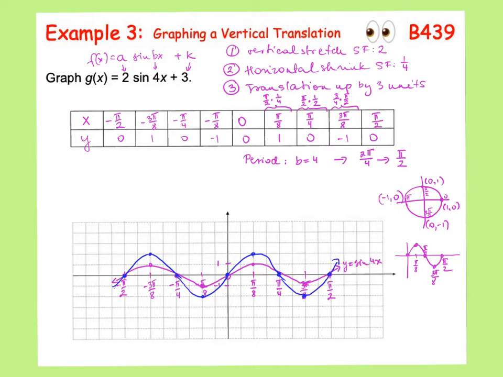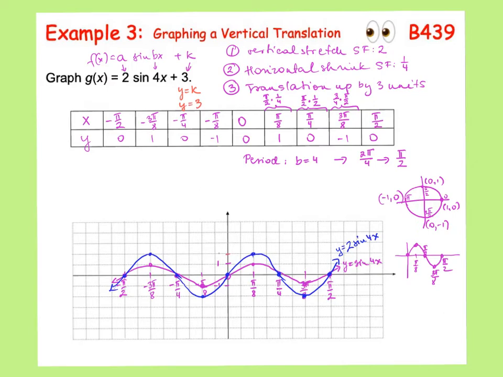So this blue graph here is going to give us y equals 2 times sine 4x. So next we are going to graph our midline. The midline is going to be the line that this graph is going to oscillate around, and the midline is going to be the value of y equals k. So our midline is y equals 3 because we need to move the graph 3 units upwards.